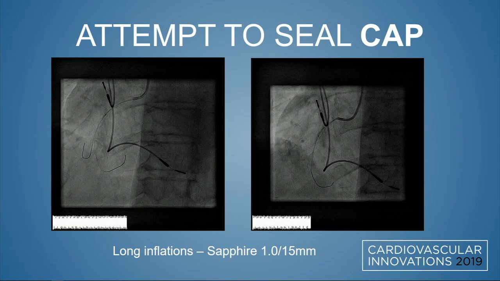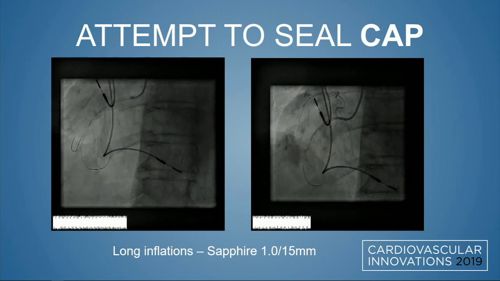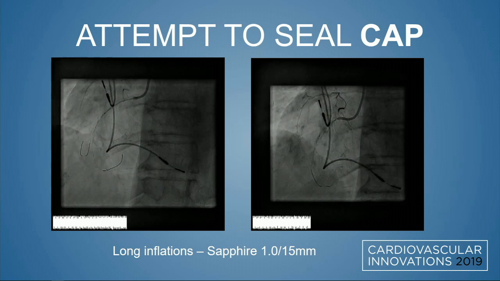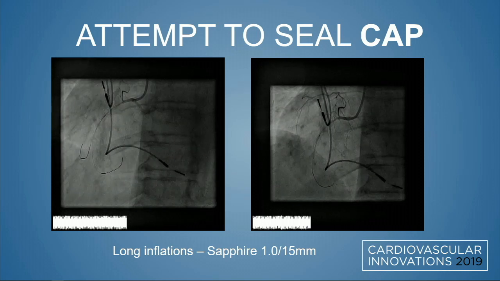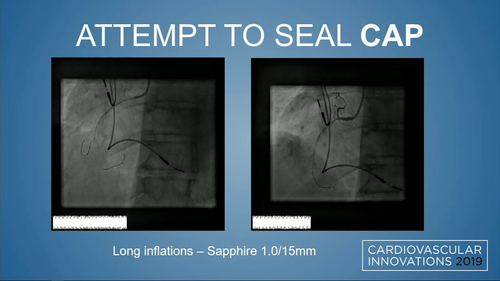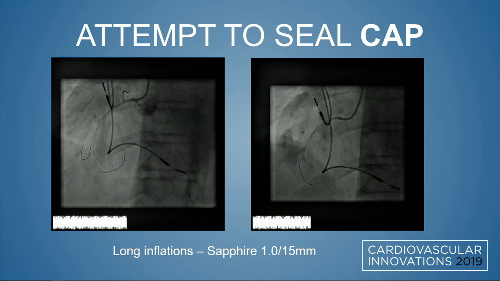Without unnecessary delay, the patient received anticoagulation reversal, and we performed long inflation up to 15-20 minutes using first a Sapphire 1.5 mm balloon. We were not able to advance a balloon to the perforation site, so the balloon inflations were performed proximal to the perforation site.